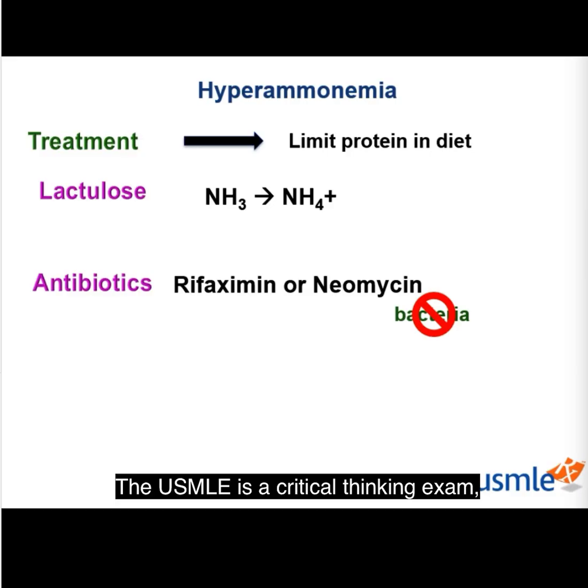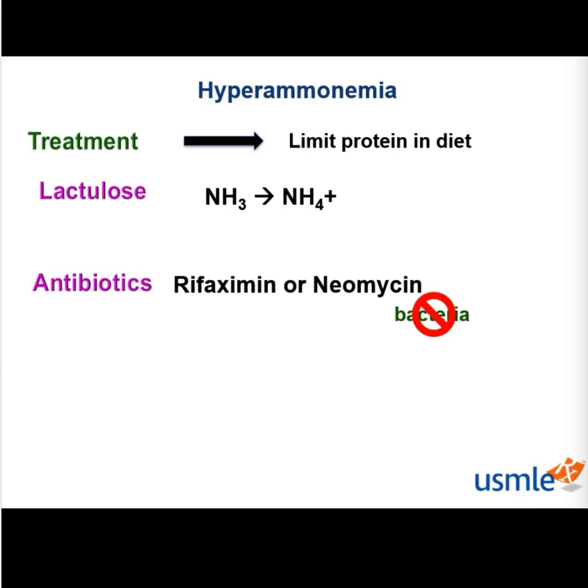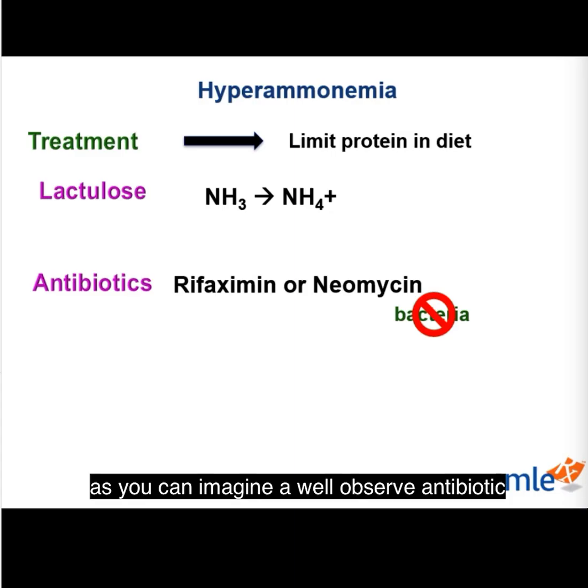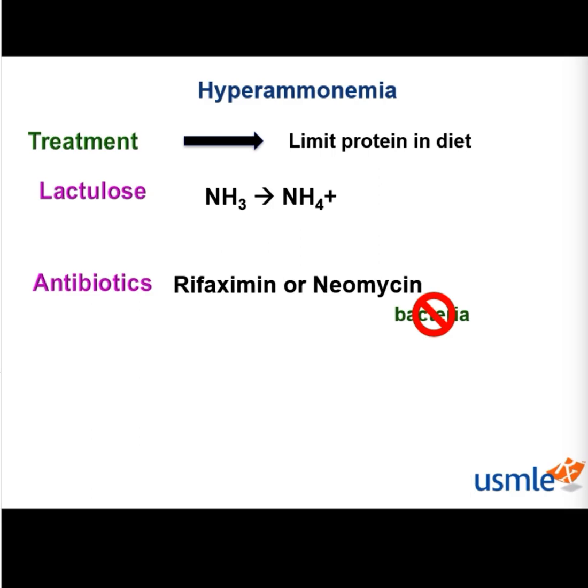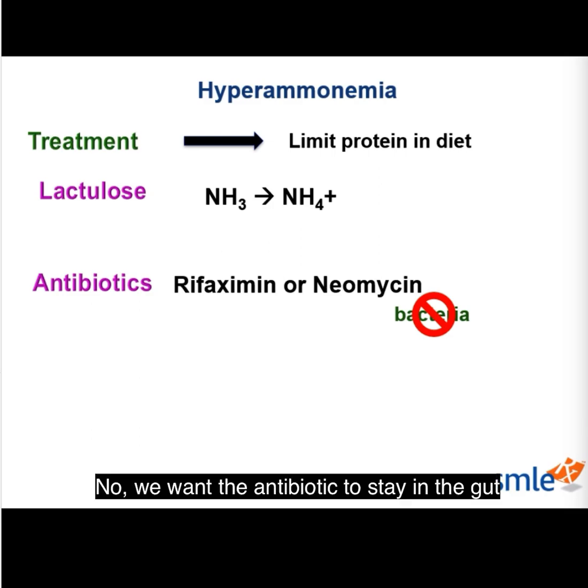The USMLE exam is a critical thinking exam, so in the spirit of critical thinking, would you guess that rifaximin is a well-absorbed or poorly absorbed antibiotic? As you can imagine, a well-absorbed antibiotic would enter the bloodstream and peripheral tissues rather quickly. And do we want this? No, we want the antibiotic to stay in the gut where it can kill ammonia-producing bacteria. Therefore, rifaximin is poorly absorbed. This is why you're probably not familiar with it being used for anything else.